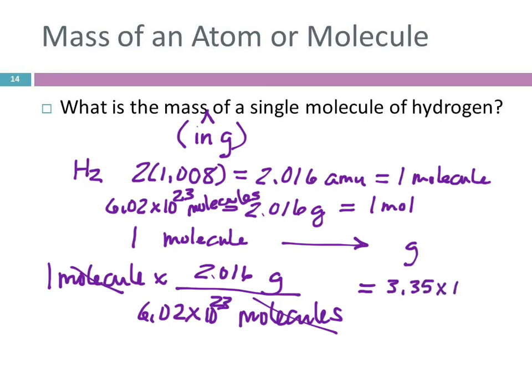3.35 times 10 to the minus 24th grams. That is a very small number, isn't it? Are we expecting a small number or a large number for the mass of 1 molecule? Very, very small. Any questions?